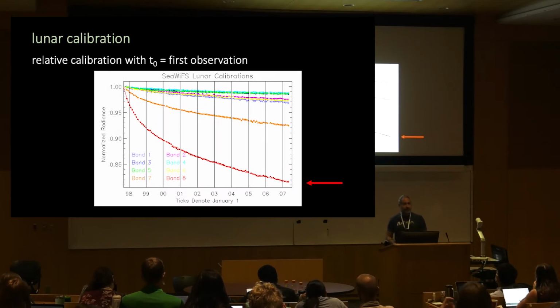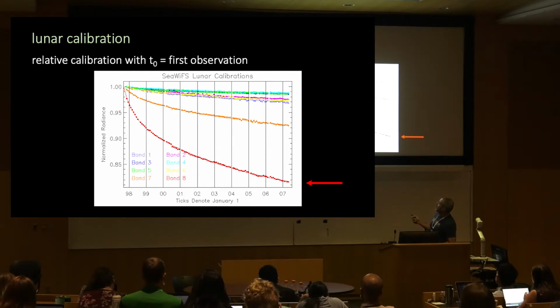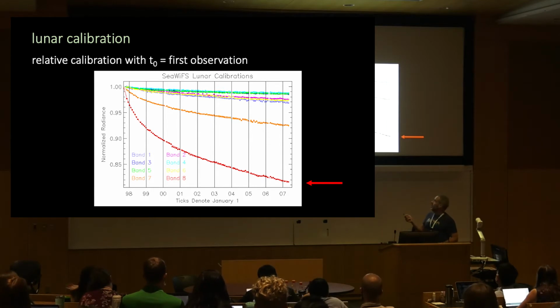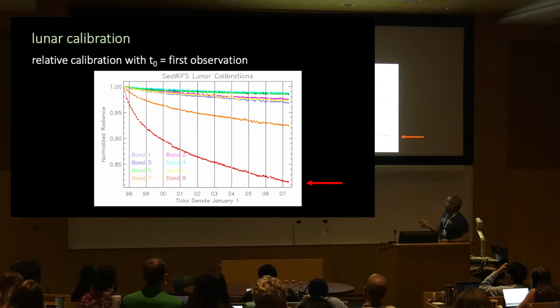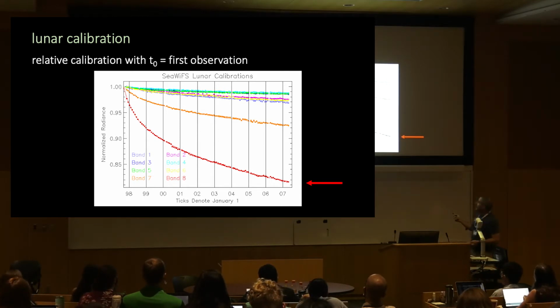The lunar calibration is a relative calibration. And what I mean by that is we arbitrarily assign the first measurement or launch or whatever is time 0. And then everything else is relative to that. If you're lucky, you get one good observation per month. Sometimes it doesn't work out. But nevertheless, this is important because of this.